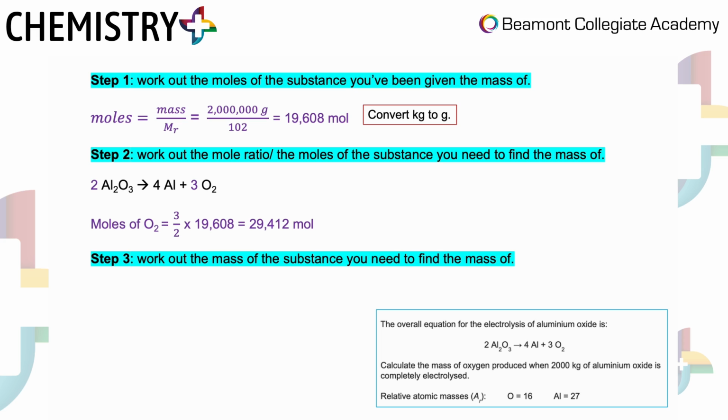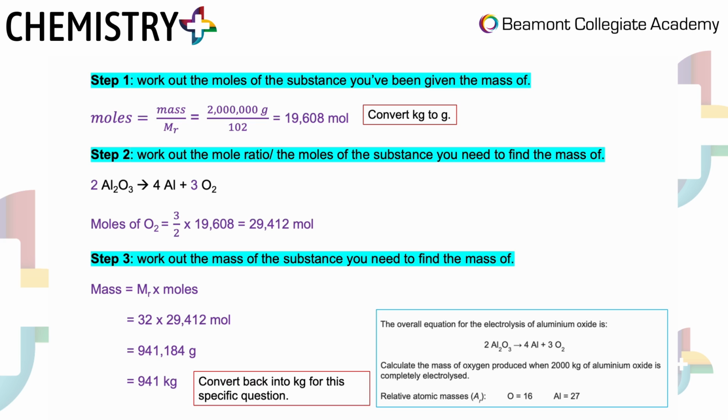Step 3, work out the mass of the substance you need to find the mass of. Use the equation mass equals Mr times moles. So that would be 32 for the O2, 2 lots of 16, times 29,412 moles. That gave us an answer of 941,184 grams. For this question, convert it back to kilograms, and that would provide you with an answer of 941.